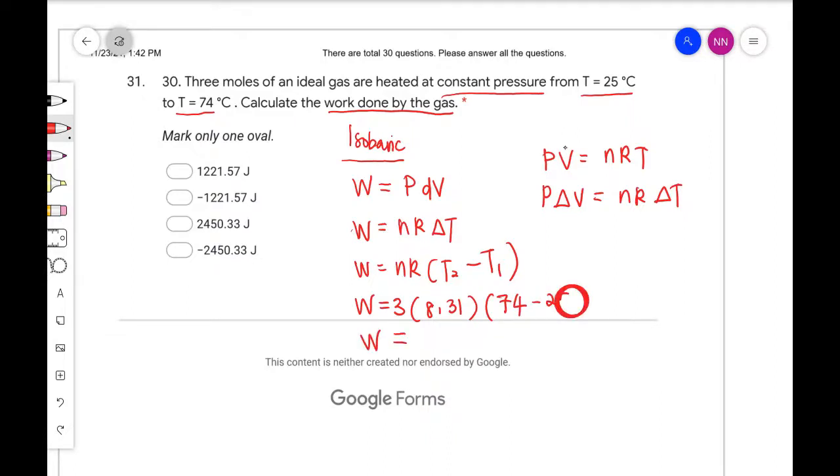So work done equals 1221.57 joule. So the answer is A.